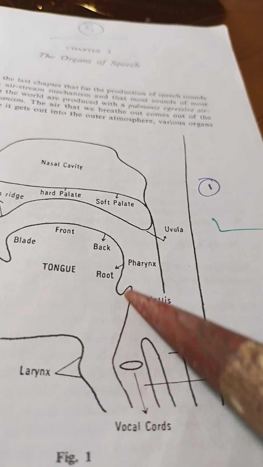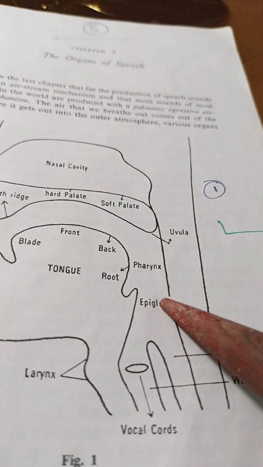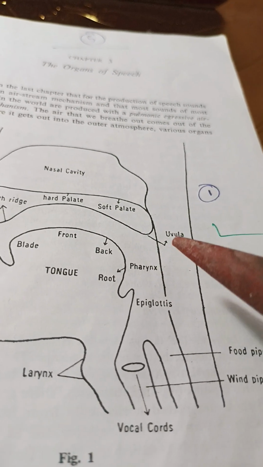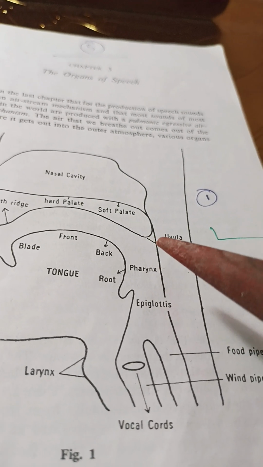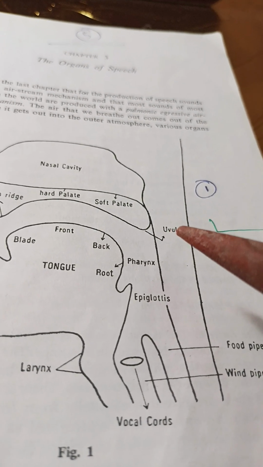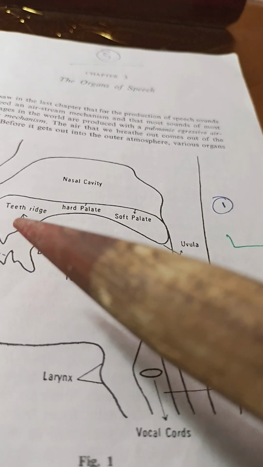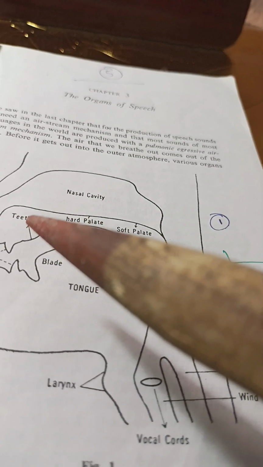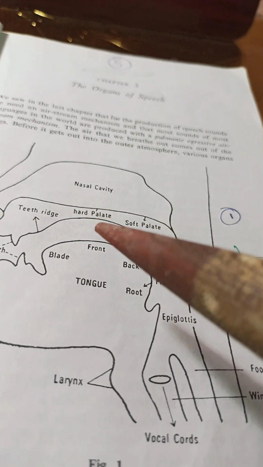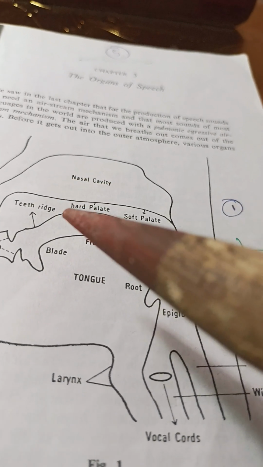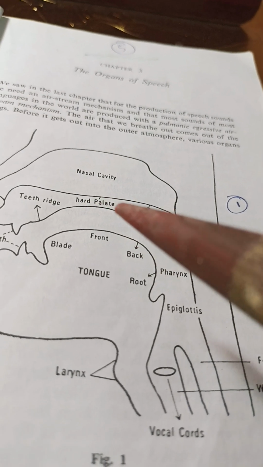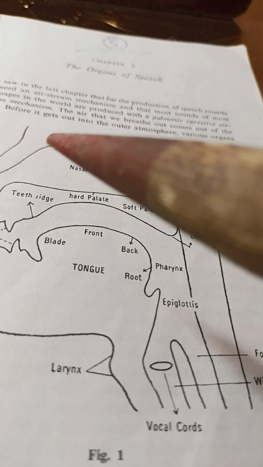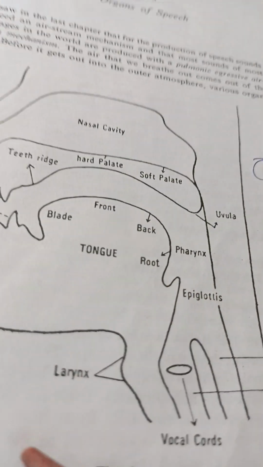This is the epiglottis, and this is the pharynx. And here we have the uvula, which in Telugu is called kondanalika. And this is the soft teeth ridge behind the upper front teeth. Then we have the hard palate, which is very hard, and after the hard palate we have the soft palate, which is very soft. And this is the nasal cavity. So this is the pharynx.